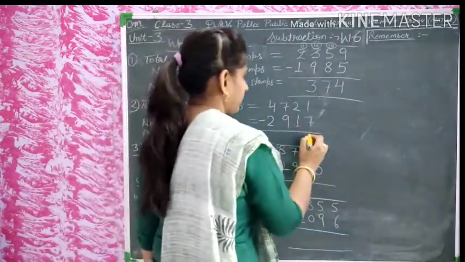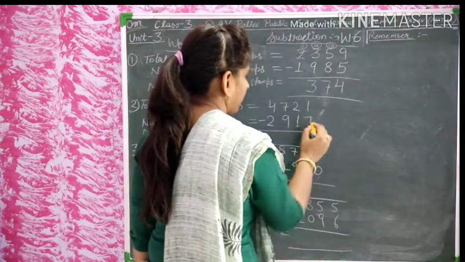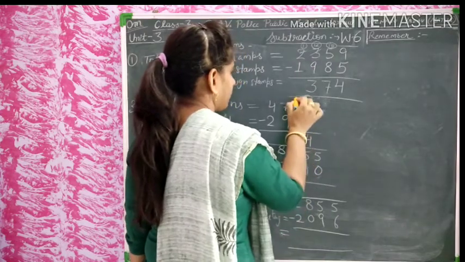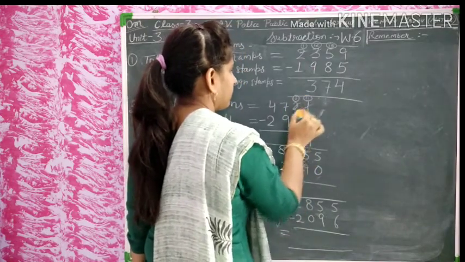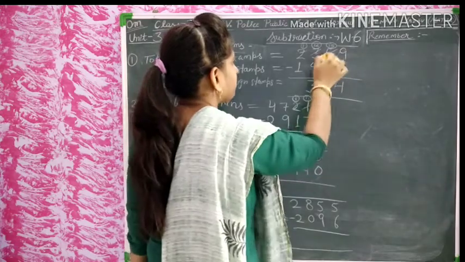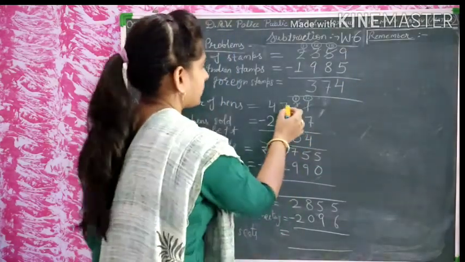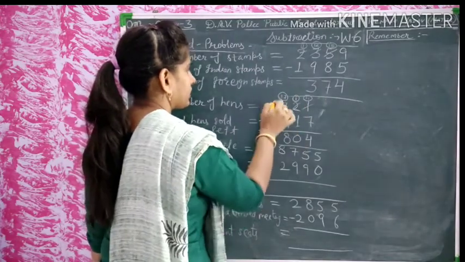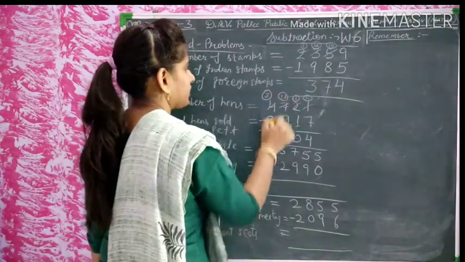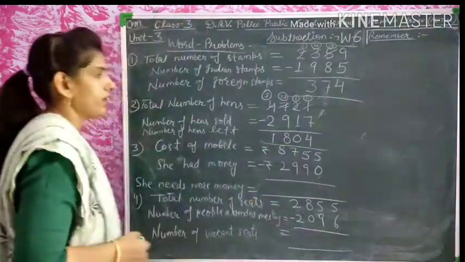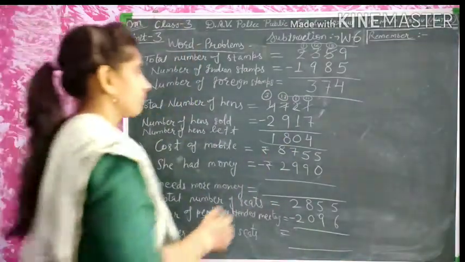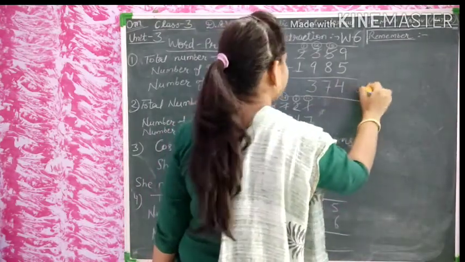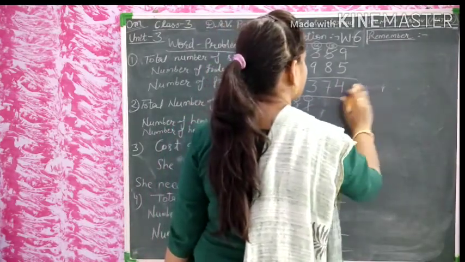So the answer: 11 minus 7, that is 4 here, and this will become 1. 1 minus 1, that is 0 here, and 7 minus 1 is not possible, this is 17, so 17 minus 9 is 8, and 3 minus 2 is 1. So 1,804 hens are left.